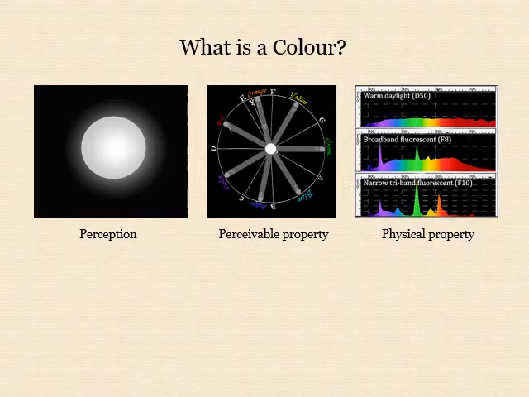This leads to the 64 million word question. Does the word colour properly refer to the perception, in this case white, or to the property that evokes that perception, in this case an even balance of long, middle and short wavelength components? Many scientists and some philosophers have taken the word colour to refer exclusively to the perception, leading them to make statements like colours do not exist, meaning that they exist only in the mind of the perceiver.